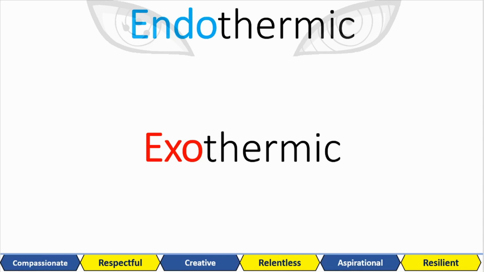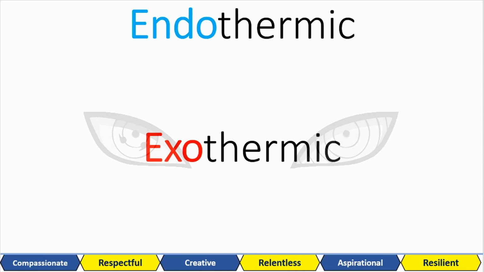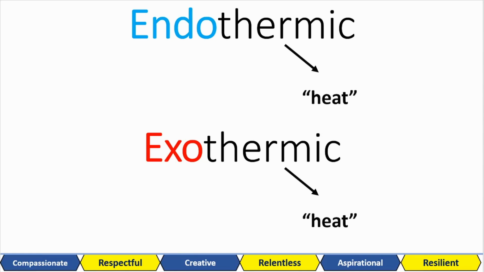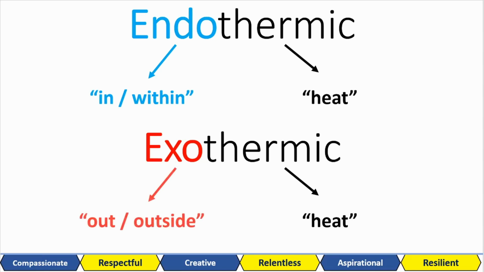One is endothermic and the other one is exothermic. The thermic part, most of you guys have probably clocked, is talking about thermal energy. It's talking about heat energy, okay? Endo means within or inside something. Exo means out or outside. Just like when we say insects have an exoskeleton, that's because they have their skeleton, the hard part of their bodies, on the outside, but ours is an endoskeleton inside our actual bodies.